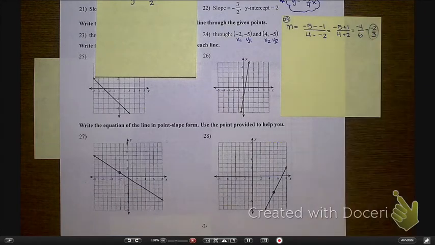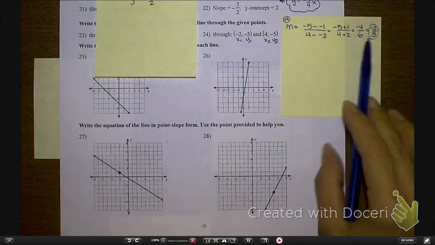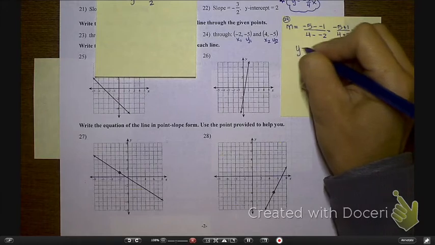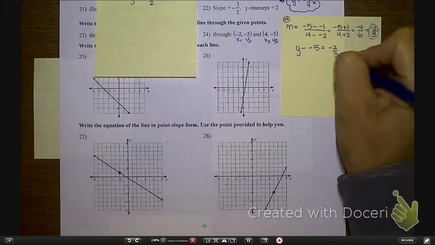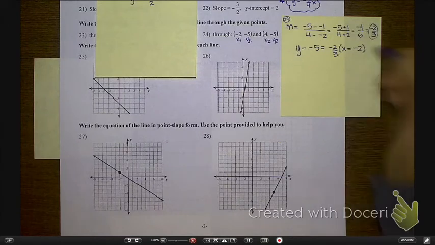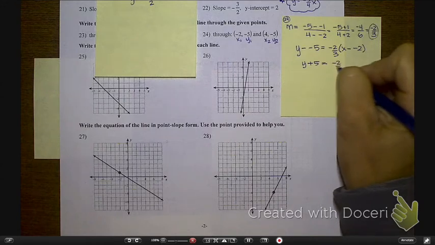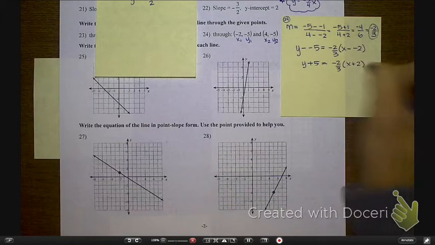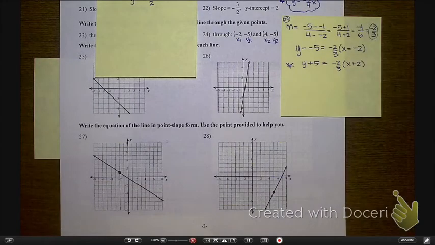This is the number we want to use to write our equation. So we're going to use our x1 and y1 and this slope value. y minus y1 equals m, which is negative 2/3, times x minus x1. Now simplify. y plus 5 equals negative 2/3 times x plus 2. That's your final answer for number 24. Okay, are there questions, Renee?